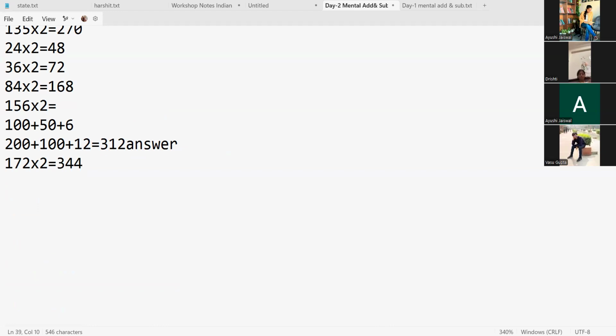Now we move to halving. Halving, half means divide. Half means divide by 2. Divide by what? 2. Very good.